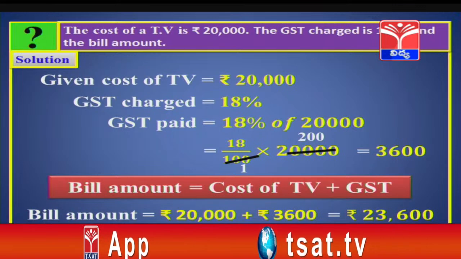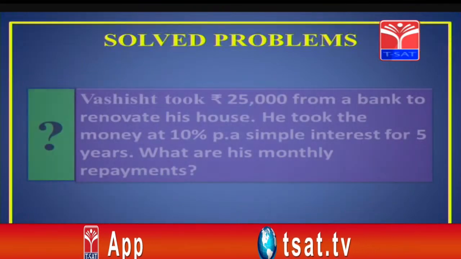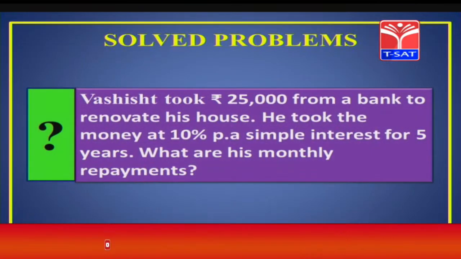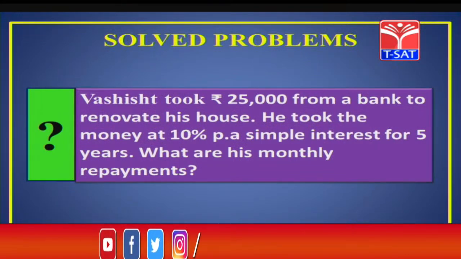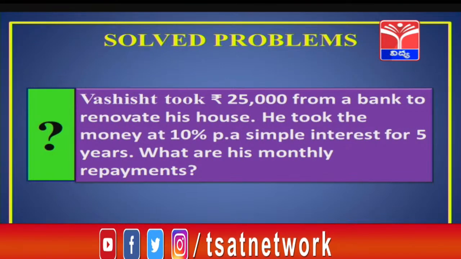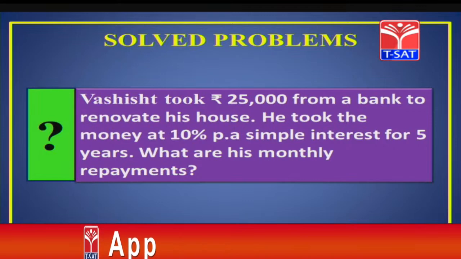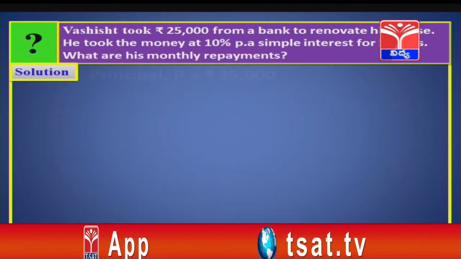So, let us move on to our next problem. Vashish took 25,000 from a bank to renovate his house. He took the money at 10% per annum simple interest for 5 years. Now, what are his monthly repayments? Let us start with the solution.